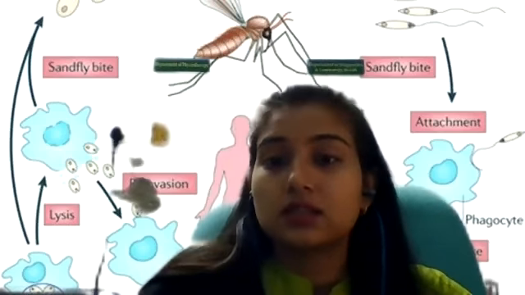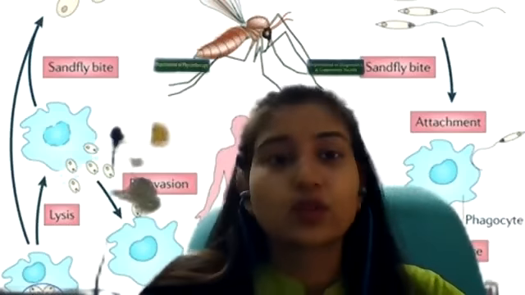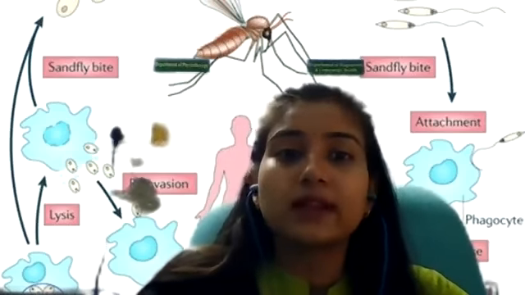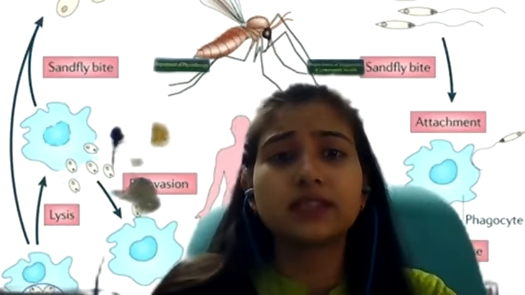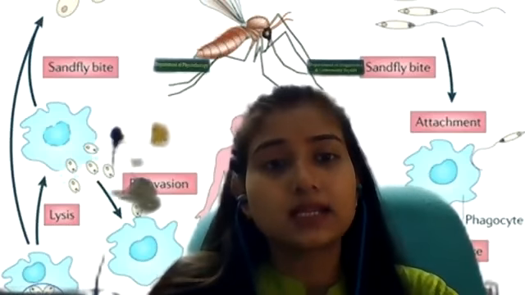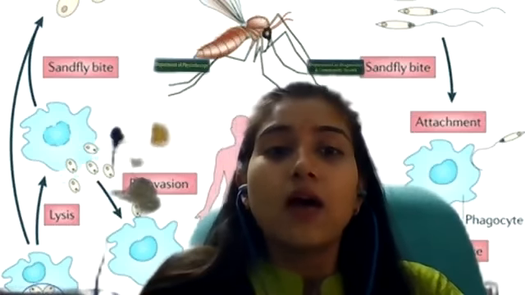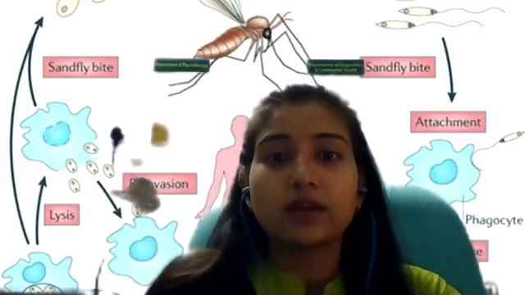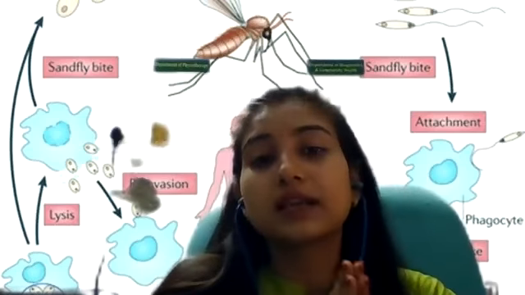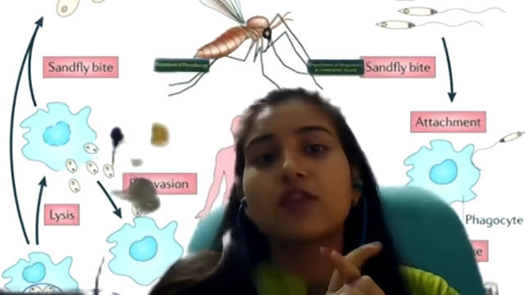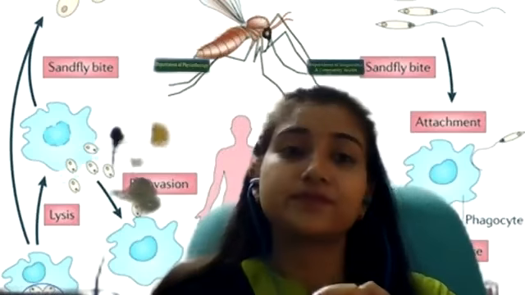So, firstly, let's start with the general characteristics of Leishmania. The genus Leishmania is named after Sir William Leishman, who discovered the flagellate protozoa causing Kala Azar, the Indian visceral leishmaniasis, that means VL. All members of the genus Leishmania are obligate intracellular parasites that pass their life cycle in two hosts. First, the mammalian host, and second, the insect vector, the female sandfly.